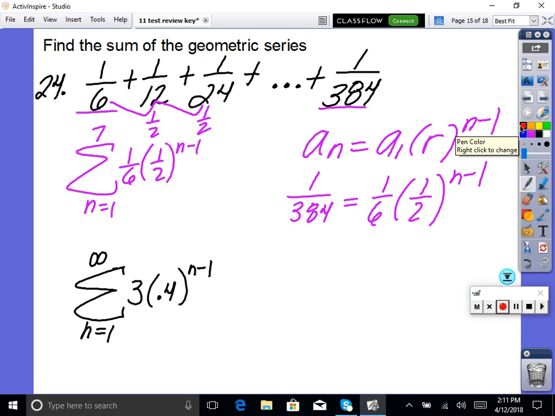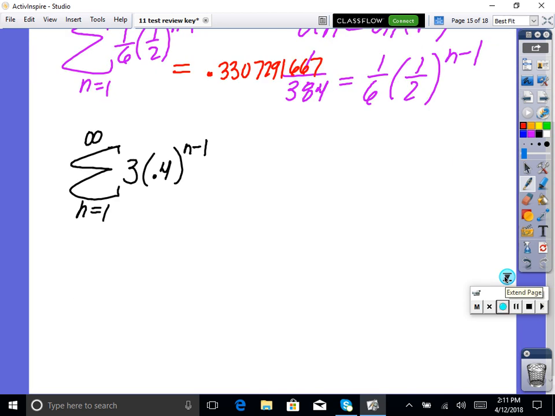So then you would type it into your calculator, and it comes out to be a decimal, 0.33072916667, some huge decimal. All right, looking at this one, to find the sum, you'd say, well, it's infinite, it's geometric. Then we can find the sum if our r is less than 1. 0.4 is less than 1, so we can find the sum.